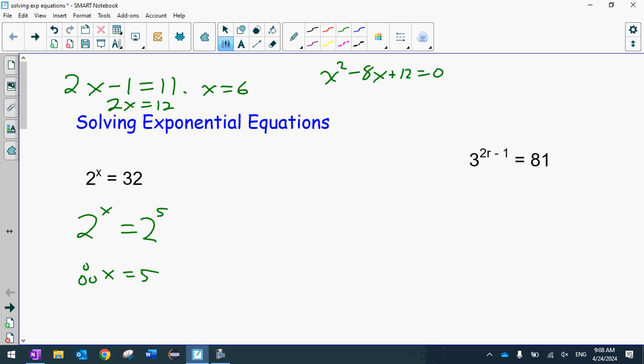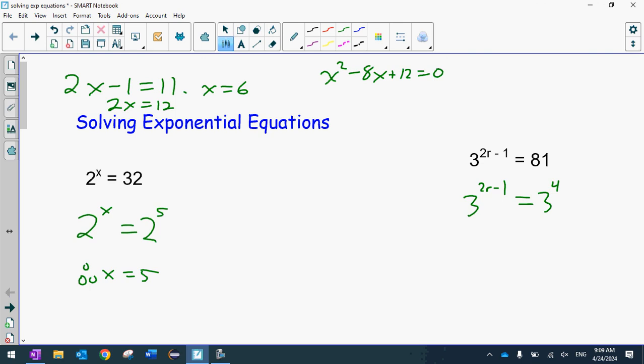3 to the power of 2r minus 1 equals 81. Okay? So for today's lesson, for today's solving exponential equations, the idea is we're going to try to make the base the same. Notice that the left is a power of 3, but 81 is what? 81's on your power chart, yeah? 3 to the power of 4. It's also 9 squared, but here it's 3 to the power of 4. And I have 3 to the power of 2r minus 1.